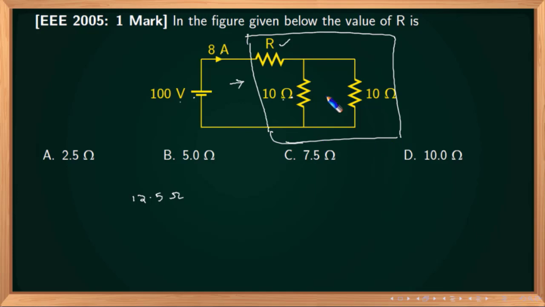I know that. Now 10 parallel 10 is 5. I can say that if I remove this and take the parallel combination, that must be 5 ohms. Now R is in series with this 5, and that combination has a resistance of 12.5, which means that the value of R must be 7.5, because 7.5 plus 5 is 12.5. So the value of R must be 7.5 ohms.